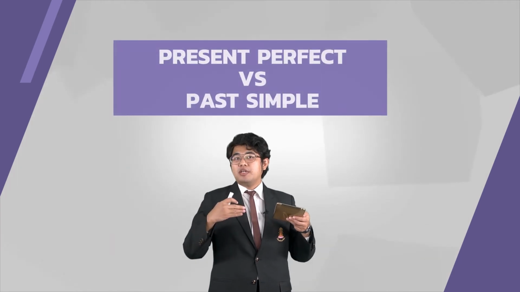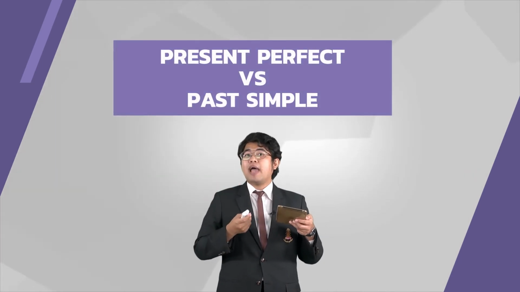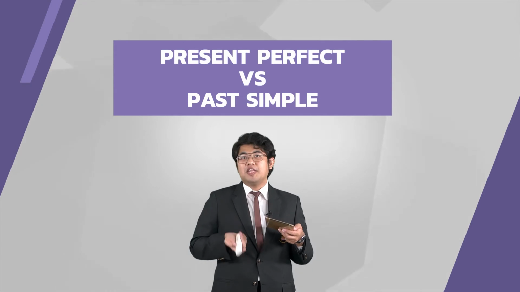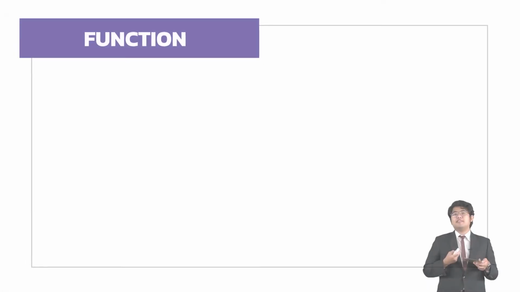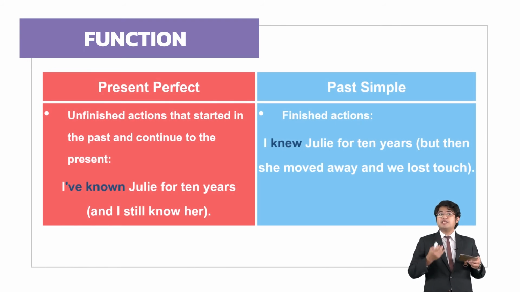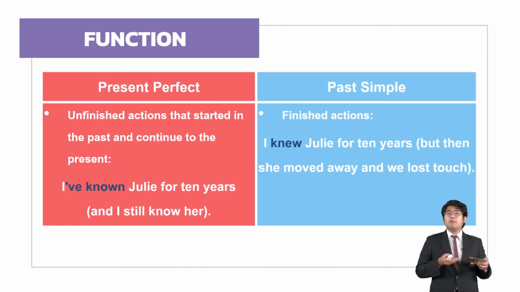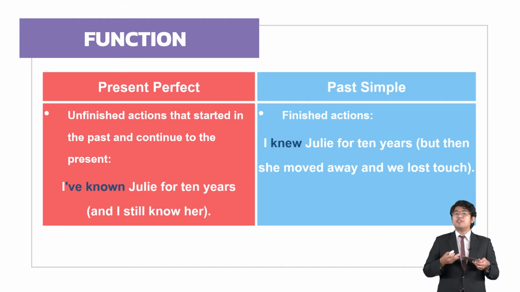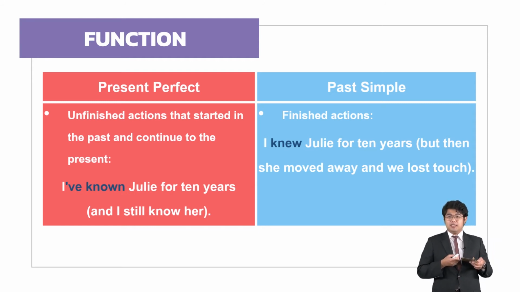Next, we will compare the function of present perfect and past simple. Okay, let's learn together. Please look at this table between present perfect and past simple. Present perfect is used to talk about an unfinished action that started in the past and continued to the present. Please look at the example. I've known Julie for 10 years. It means that now I still know her, right?